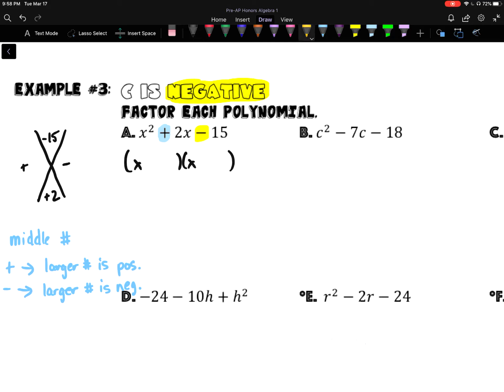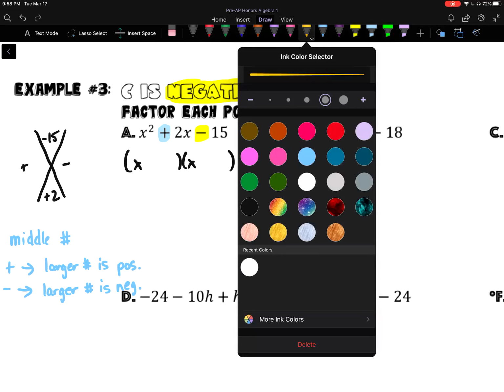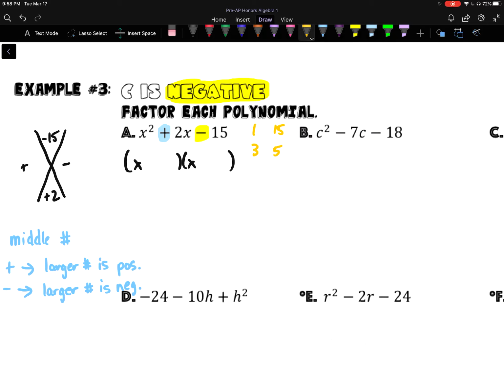Factors of 15, I have 1 and 15, 3 and 5. And I know that because my middle number is positive, my larger number has to be positive, so I'm going to make both smaller numbers negative. So when I go to add here, negative 1 plus 15 gets me to 14, which is not what I'm looking for. And then when I take negative 3 plus 5, that gets me to positive 2, which is what I'm looking for. So in my parentheses, and I usually just put them in order of how I have it listed. So that's x minus 3 times x plus 5.